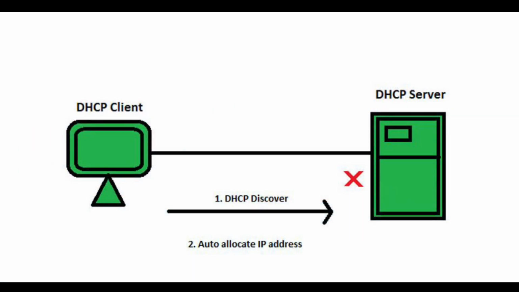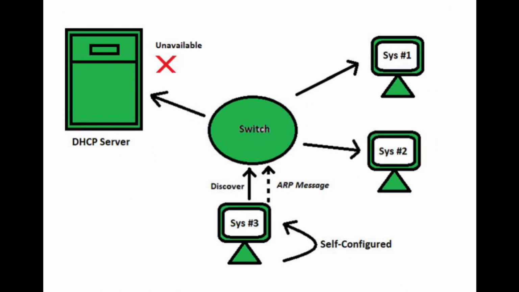Step 4. DHCP acknowledge message. This is the last step or message in the DORA process. The DHCP server sends the acknowledge message to the client when it receives the request message from the DHCP client. This message will contain the IP address and subnet mask that the server assigns to the client.